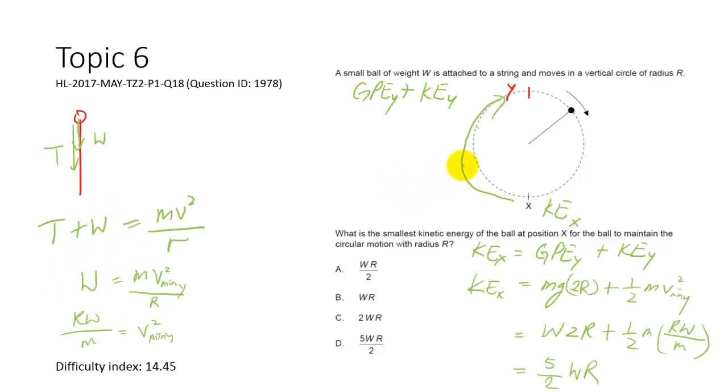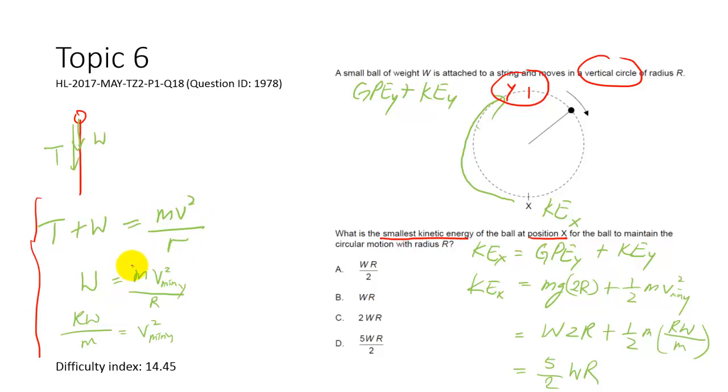Topic 6 about circular motion. This question is asking you about the smallest kinetic energy that you need at point X. What you have to think about is, in a circular motion, this is a vertical circle. The hardest part where you may not be able to maintain the circular motion is at the highest point here. So what you have to consider is the circular motion at the highest point. Therefore, at the highest point, you have the tension T here and the weight going downward, and they will act as the centripetal force, which equals mv squared over r.